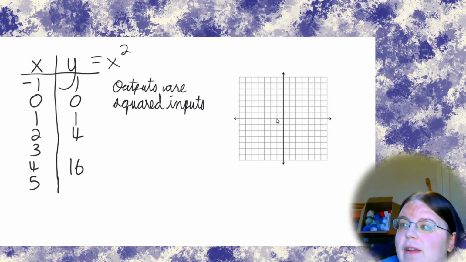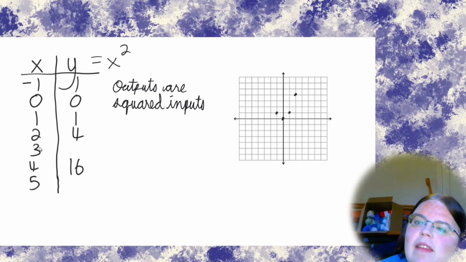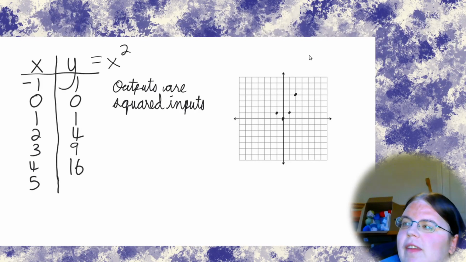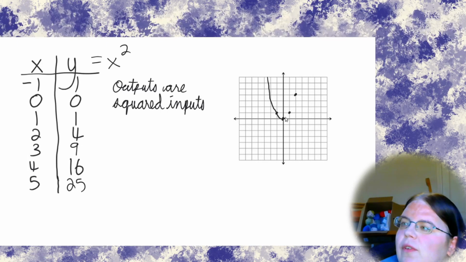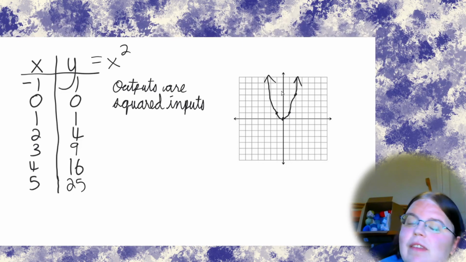We can say -1, 1, 0, 0, 1, 1, 2, 4. Let's see, 3 times 3 is 9. Well, that's off the table. 4, 16. Again, that's up off the edge. 5 times 5 is 25. So we get this sort of looped shape. Well, that's a little wobbly, but you can see what it's doing.